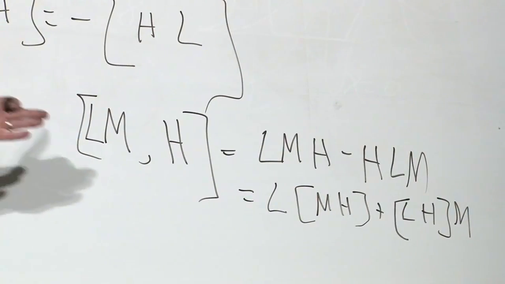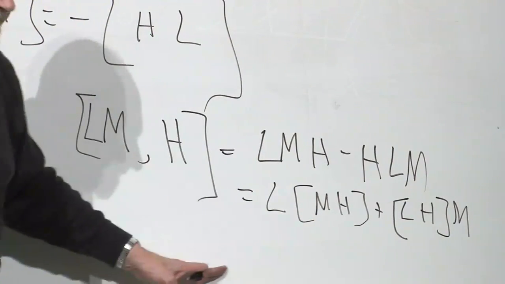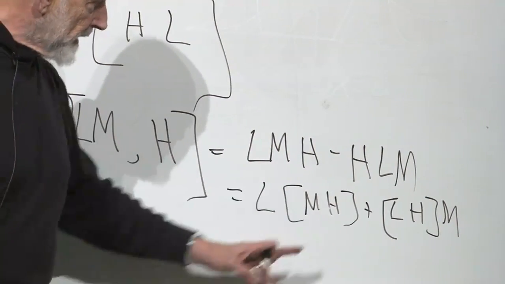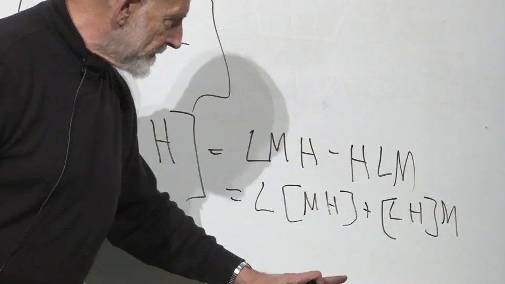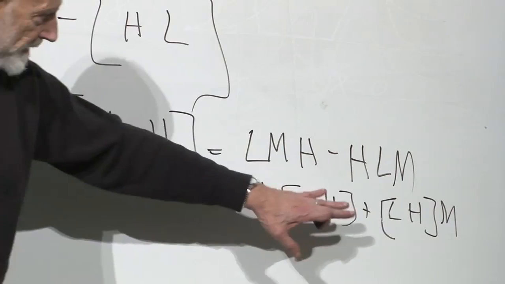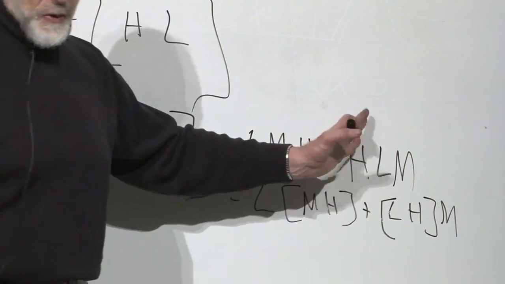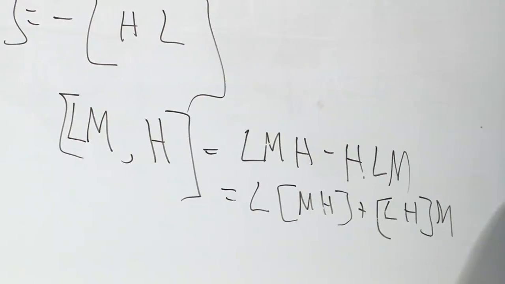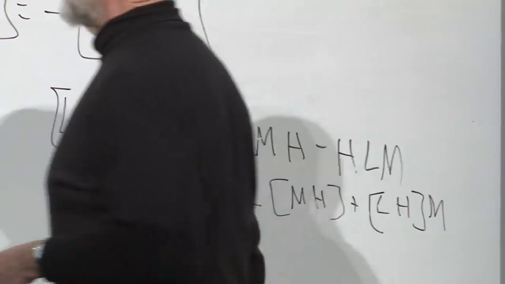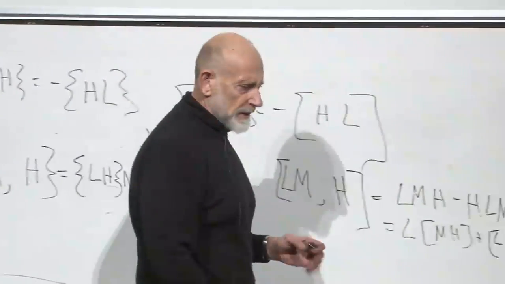The way to do this is just write LMH minus HLM and then write out these guys here. This is LMH minus LHM plus LHM minus HLM. Four terms here. Two will cancel in pairs, and you'll just get this back. It's a one-step thing. It's a really easy thing. Okay, so you begin to see some pattern that Poisson brackets and commutators must somehow be closely related.